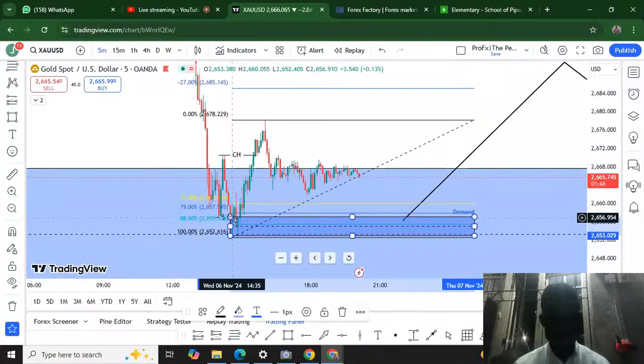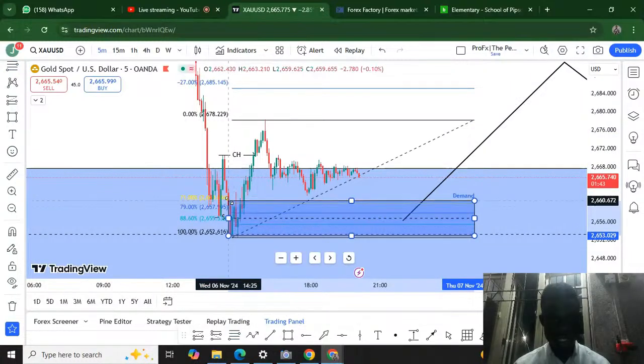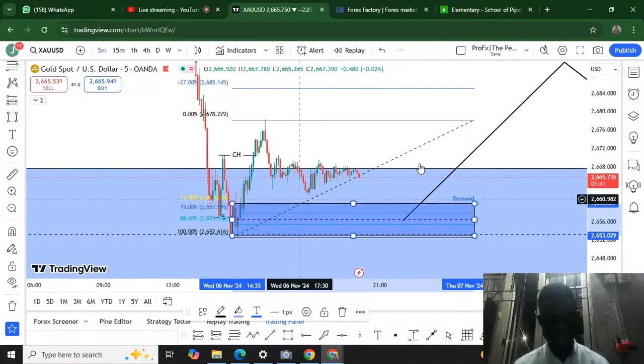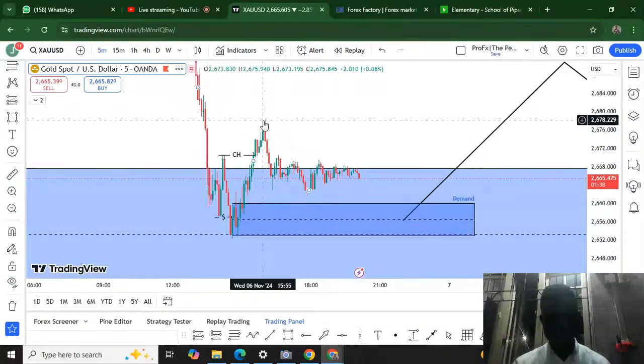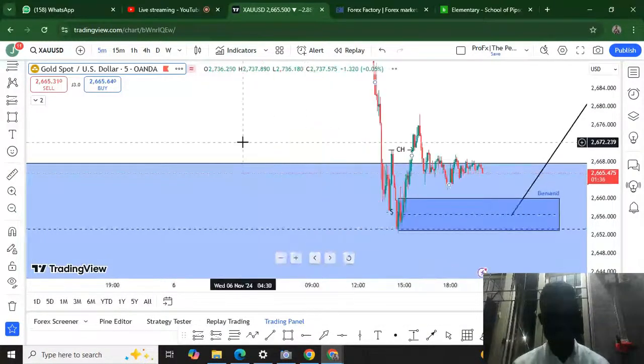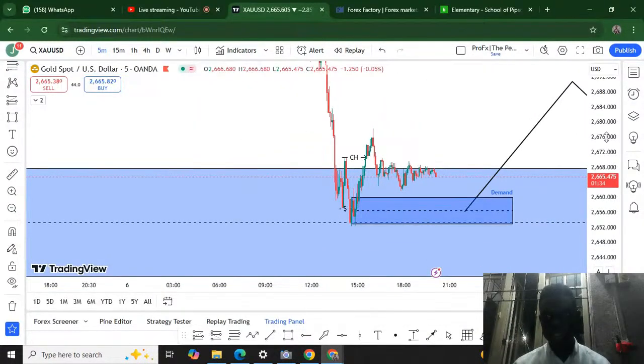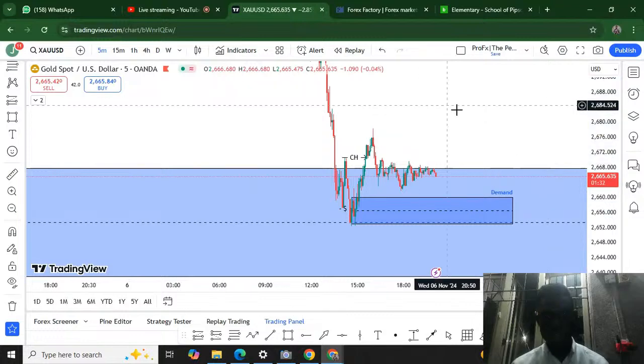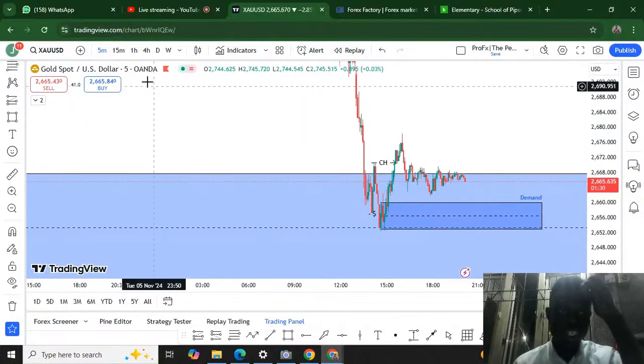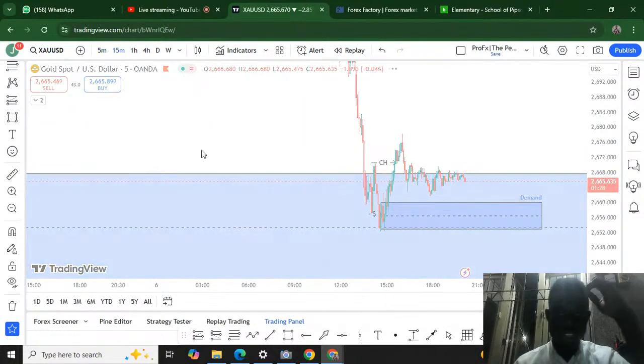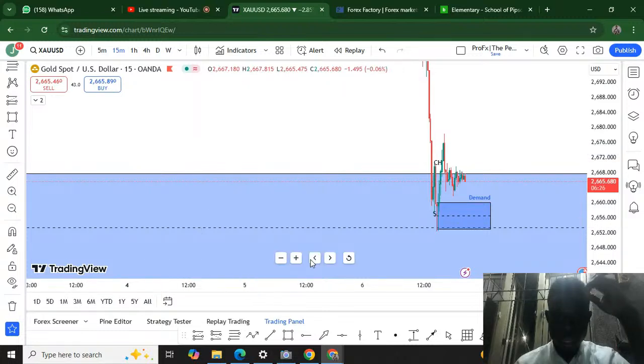Good. So we're expecting price to come back to this 71% now to buy. Is that clear? For gold, 5 minutes has given us the change of trend we need to see. We didn't see it on 15 minutes. We didn't see it on 1 hour.